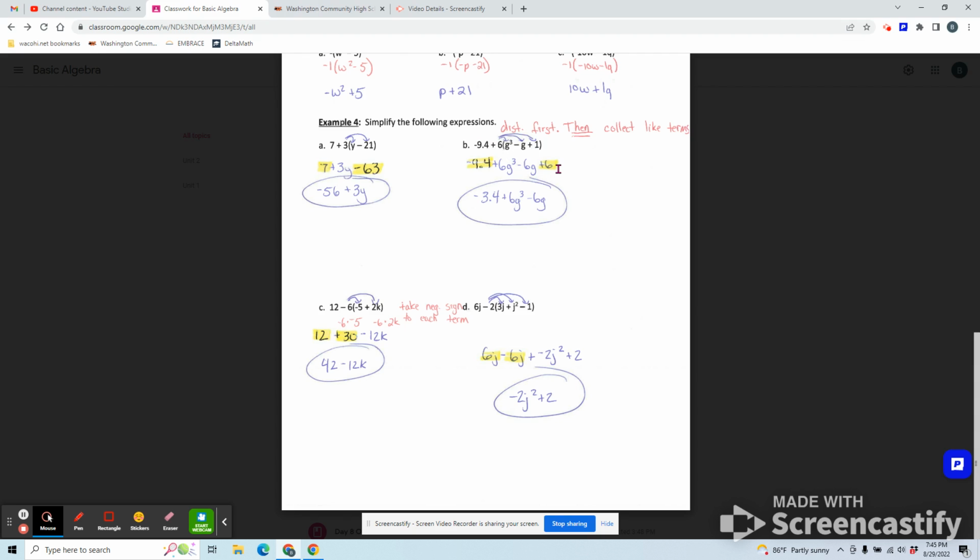Step 2, we collect the like terms. Notice I highlighted my like terms. Those are my constants. There is no letter or variable with those. We can combine them. -9.4 plus 6 gave me -3.4. And then the other two stay separate. They are the same letter, but they are a different power, so they're going to stay separate.